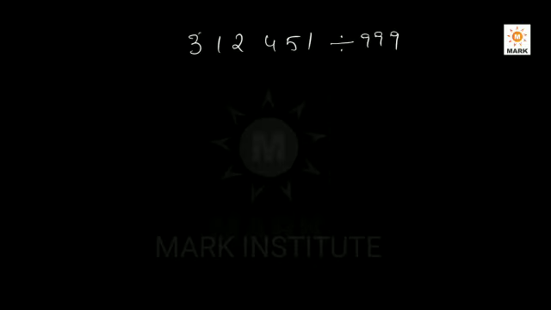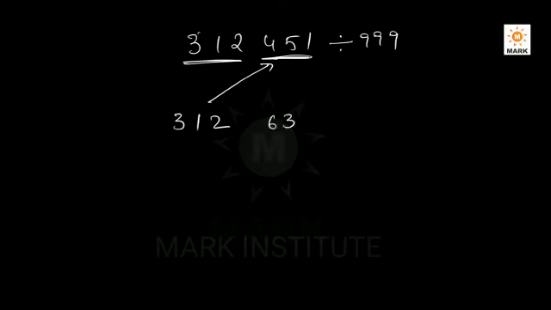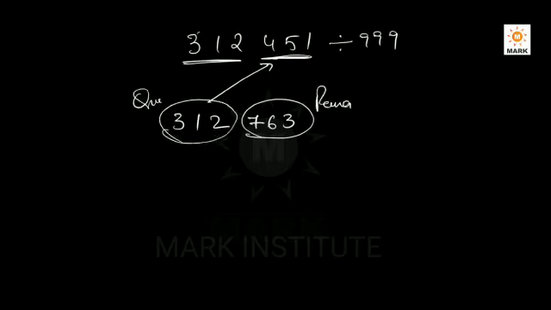Friends, now the logic is a 3-digit logic, right? 451 is a unit, 312 is a unit. So copy 312 as it is. 312 plus 451, how much? It is 763. That means 763 is the remainder and 312 is the quotient. Very simple as that.